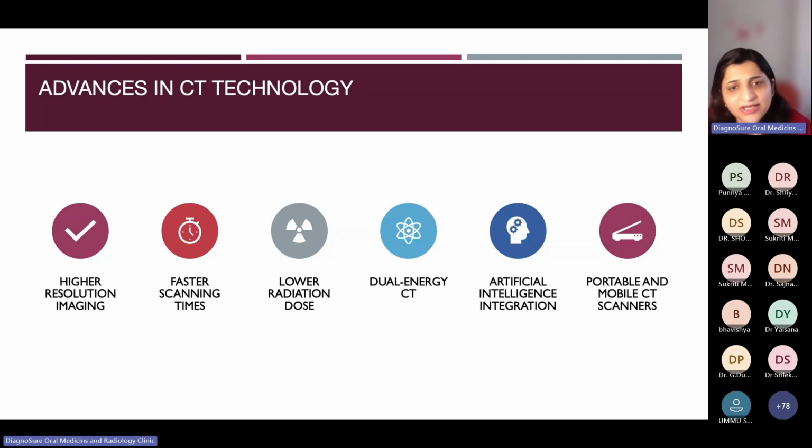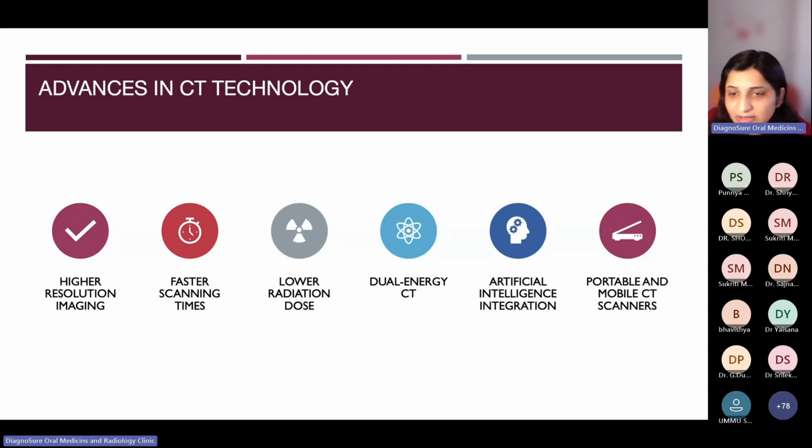Lower radiation dose, like we said, from single detector to multi-slice CT. Newer CT scanners incorporate advanced dose reduction technology, such as the iterative reconstructive process, which are additional algorithms we apply in post-processing steps of the CT scan. Adaptive dose modulation reduces the radiation exposure to the patient. Dual energy is a newer technique providing enhanced tissue characterization.